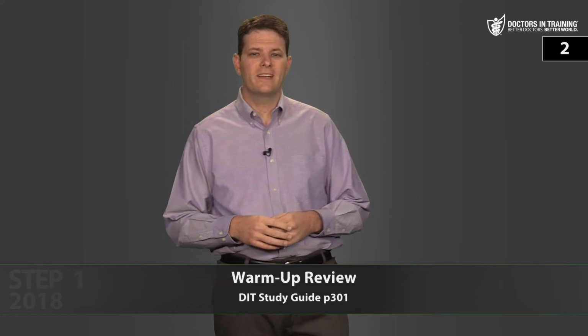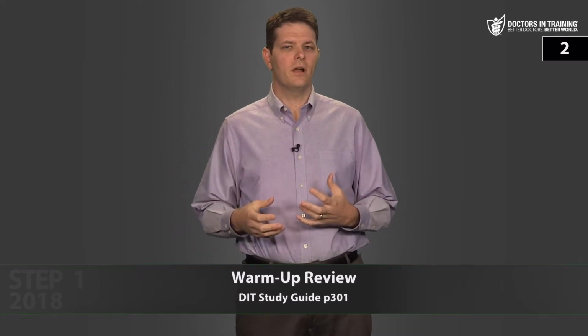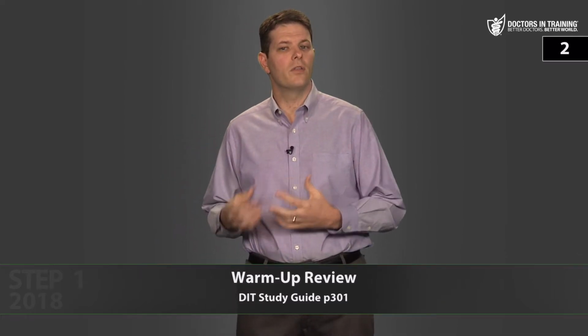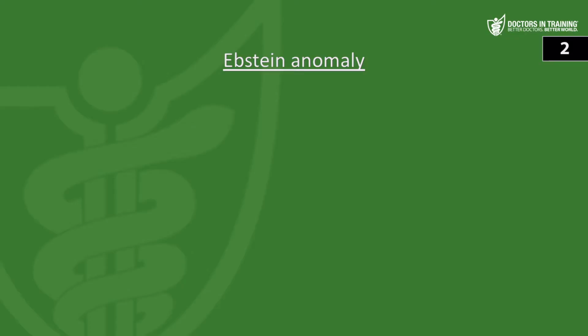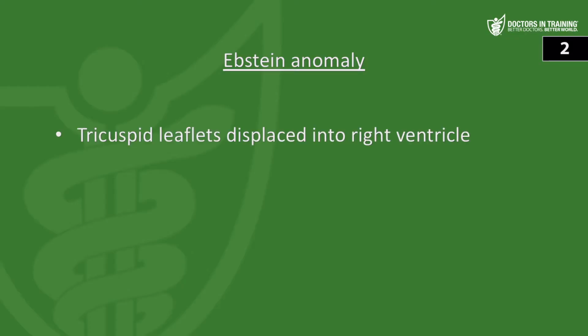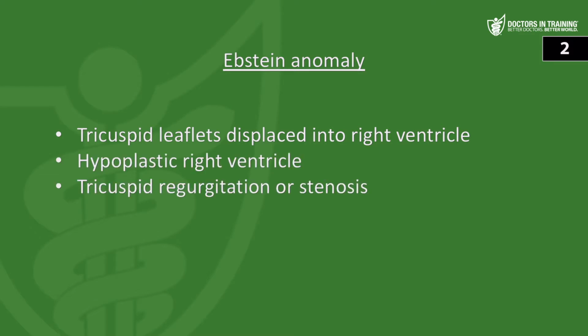Next, what's the defect in Ebstein anomaly? So Ebstein anomaly, again, is going to be seen in babies who are born to mothers taking lithium. So Ebstein anomaly is that the tricuspid leaflets are displaced downward into the right ventricle, and then the right ventricle is usually hypoplastic, and there can be some tricuspid regurgitation or tricuspid stenosis.